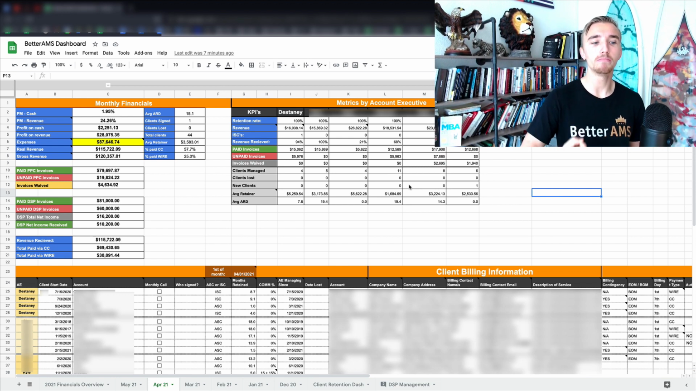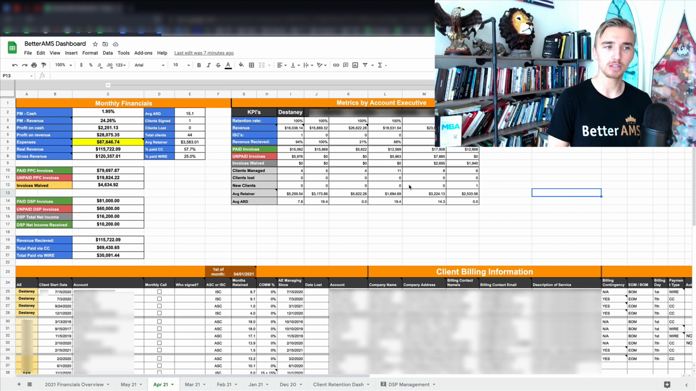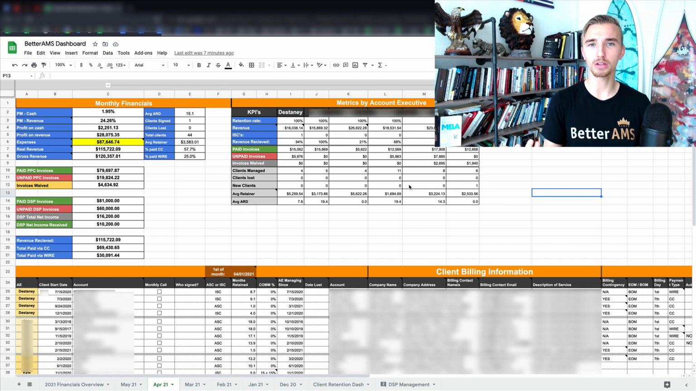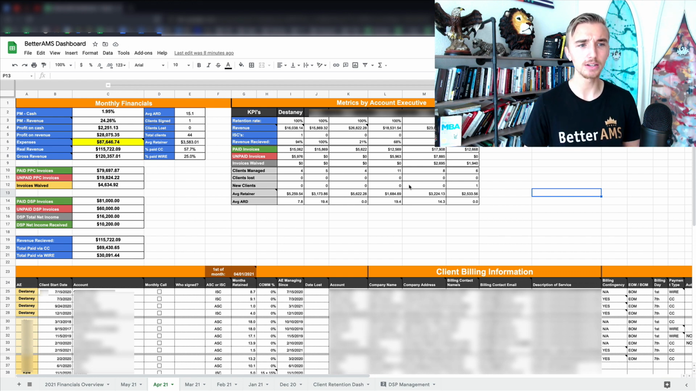Here's where we go a dimension deeper, okay? On the left-hand side, the monthly financials, that's the global view, the highest level dimension that you typically see when you hire an accounting firm or a bookkeeper, and they'll tell you the profit, the revenue, the expenses, etc. And that's great. That's really high level. Now we go a little bit deeper into the dimension of our metrics by account executive.